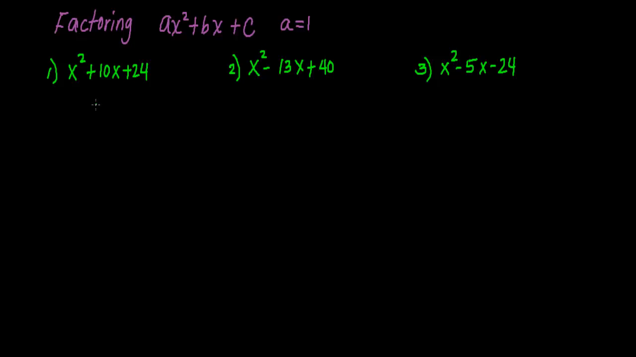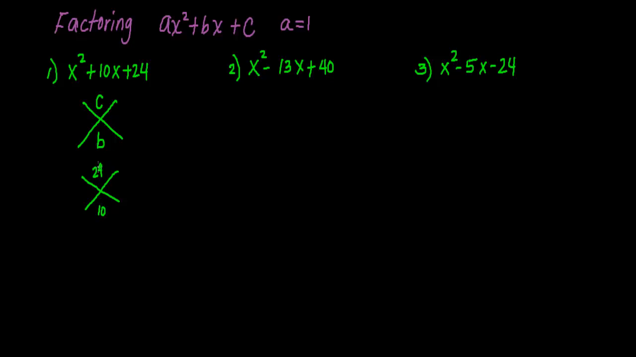Okay, so this is the trick. The trick is you draw an x. And here in this part of the x, you're going to write c, and in the bottom, you're going to write b. So this is how it should look like. C is 24, so I'm going to write 24 here, and b is 10.